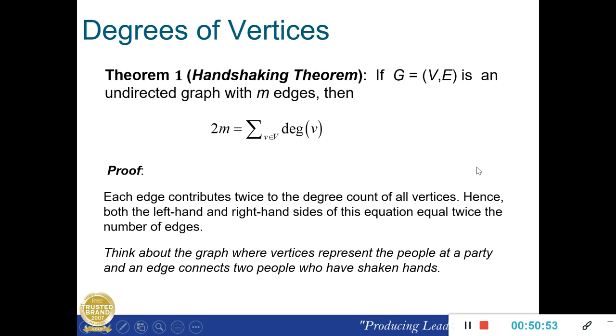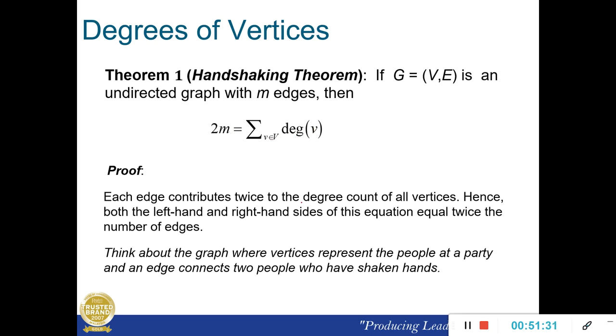Okay, we go to the degree of vertices. This is theorem one, the handshaking theorem. If a graph, with a set of vertices and a set of edges, is an undirected graph with m edges, then 2m, where m is the edges, is equal to the summation over every vertex v in V of degree v. So 2 times the number of edges is equal to the summation of the degrees of all vertices.